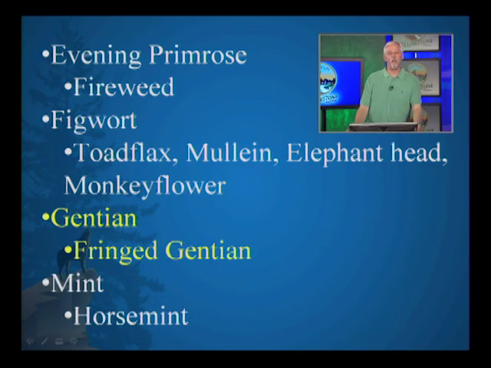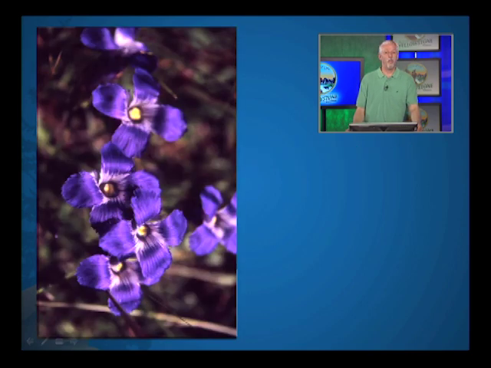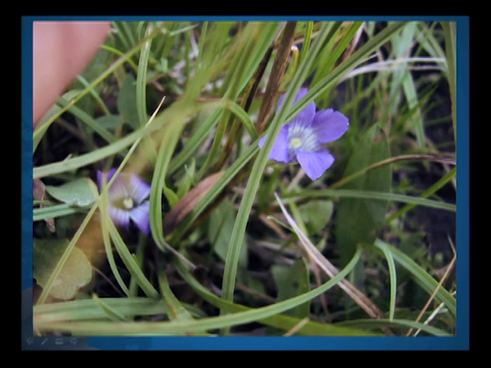The gentian family. There are quite a few gentians, or I shouldn't say quite a few, but there are a few species of gentians up in the Yellowstone ecosystem. This is the fringed gentian. There's also a bog gentian, but a couple of pictures of fringed gentians.